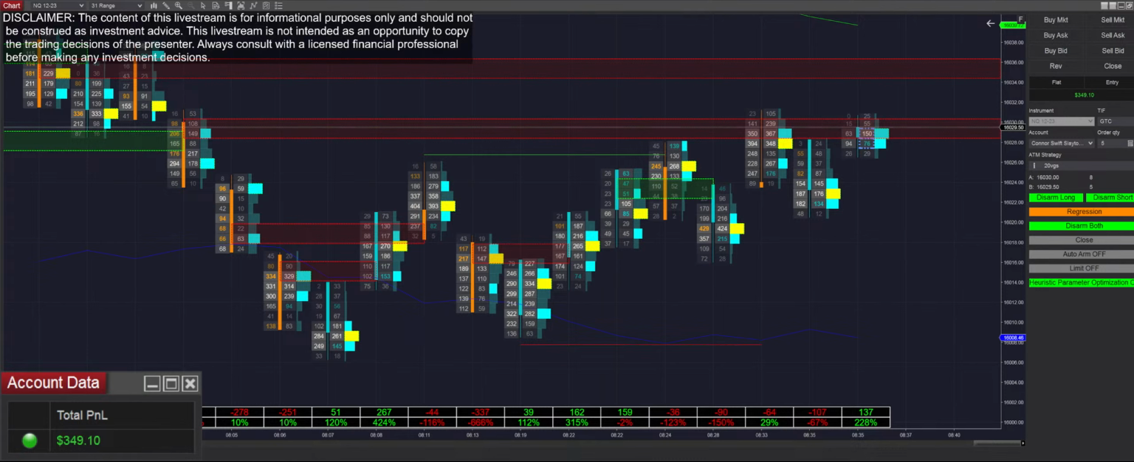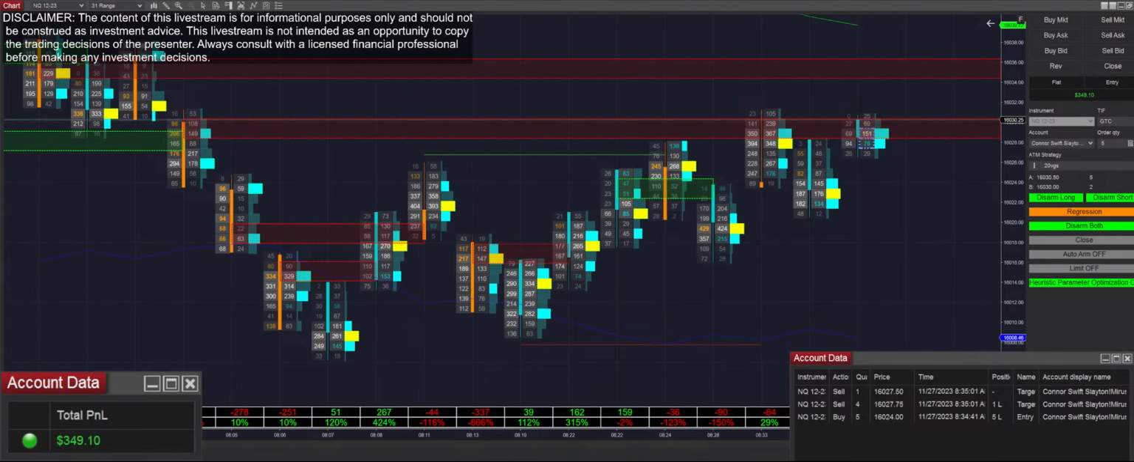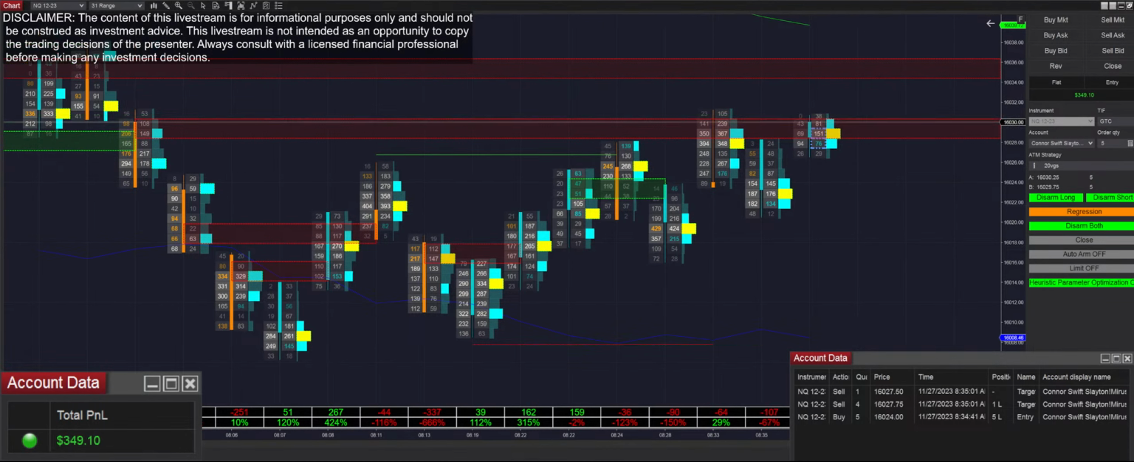Also, let me pull up my executions window here. There we go. Just going to move around the chart trader for you guys to show that I'm not using an overlay.